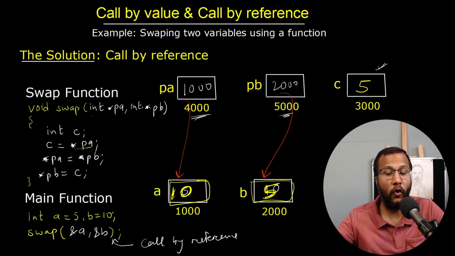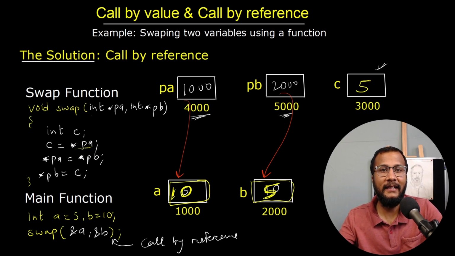So this is called call by reference. Here, what am I passing? I am passing the pointer as an argument to a function.